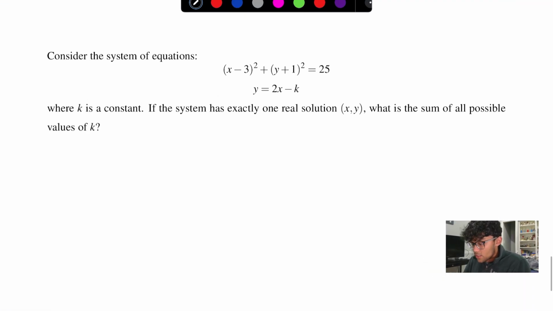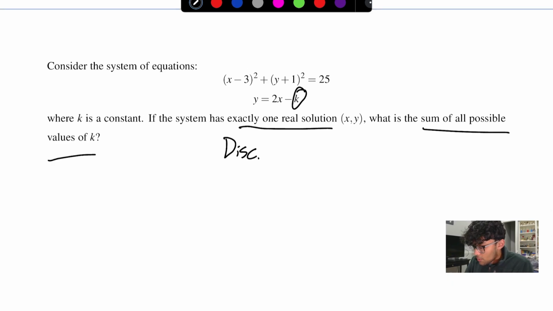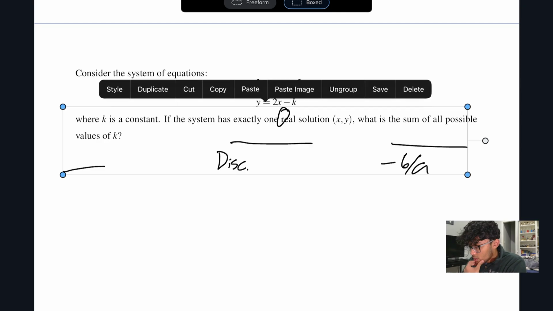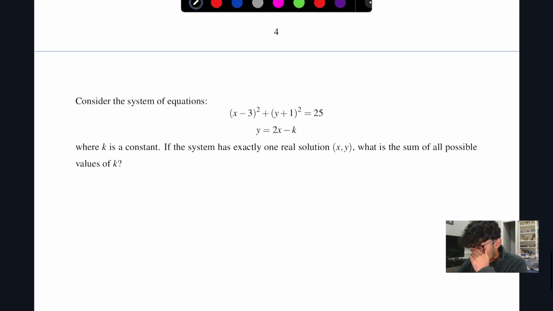Okay, time for the last question. Consider the system of equations, and it gives us the system right there, where k is a constant. If the system has exactly one real solution, x, y, what is the sum of all possible values of k? Well, it tells us we have exactly one real solution, so I'm going to use my discriminant and the sum of all possible values, which is negative b over a, like we discussed in the last question.